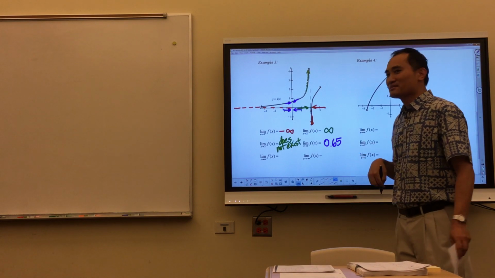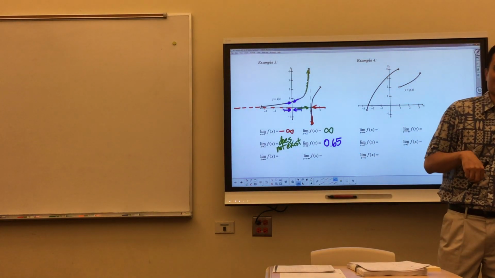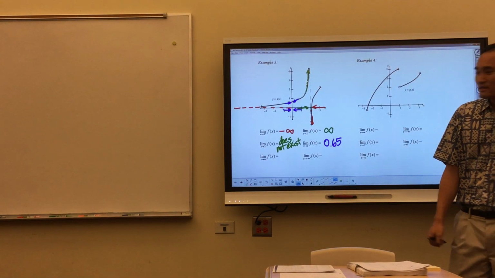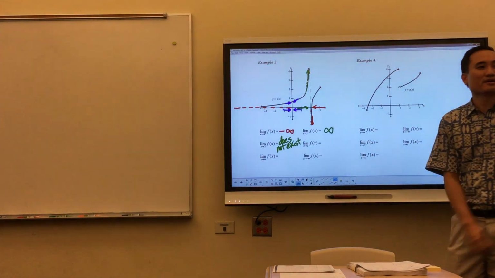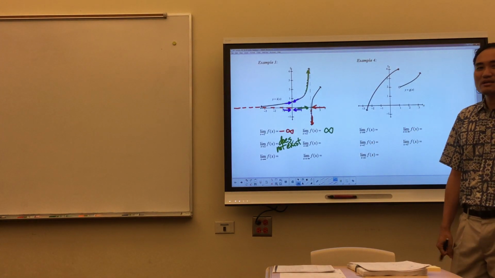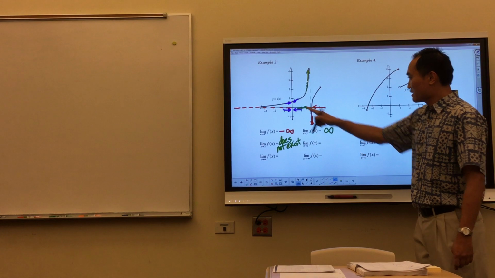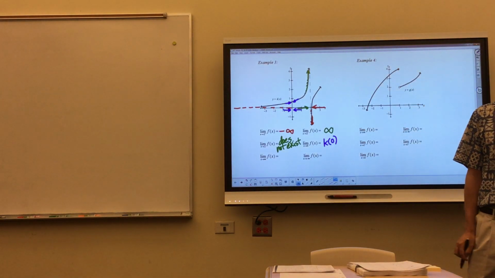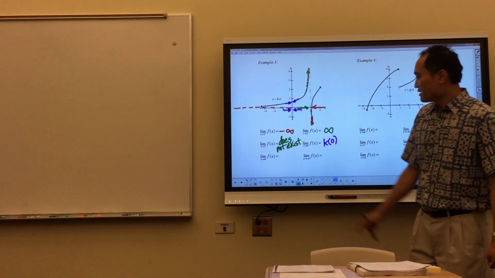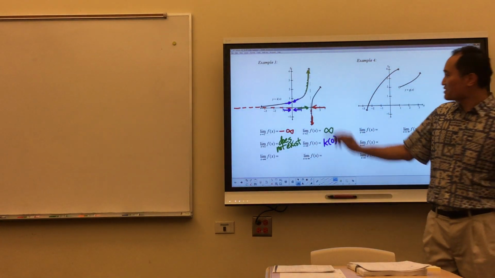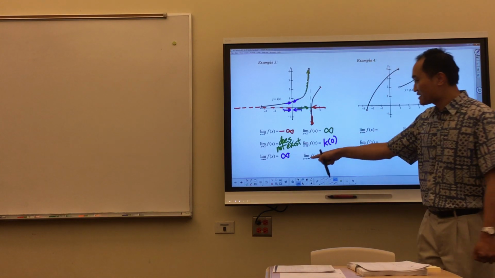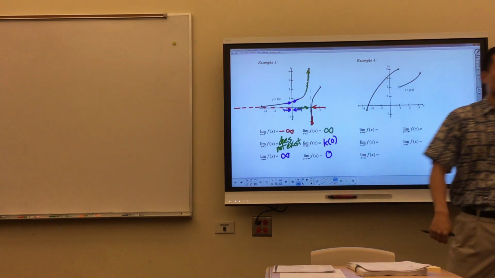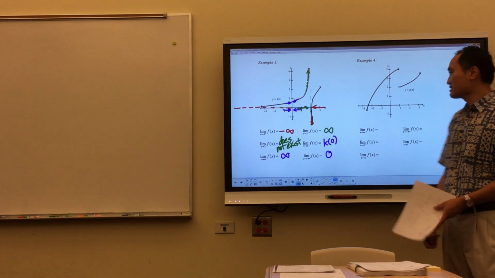0.65. 2/3, that's pretty close. Or, if we really want a better official answer, what do you think it would be? Half of 0. K of 0, because this function is called K. Alright, what about as x approaches infinity on this one? Infinity. And as x approaches negative infinity? 0, because the y values are approaching 0 as you go further and further left.